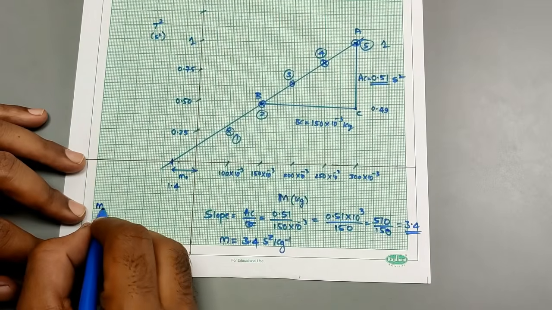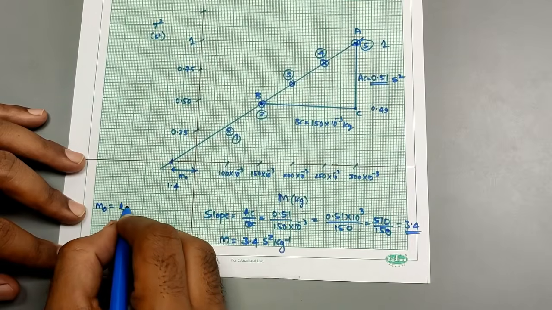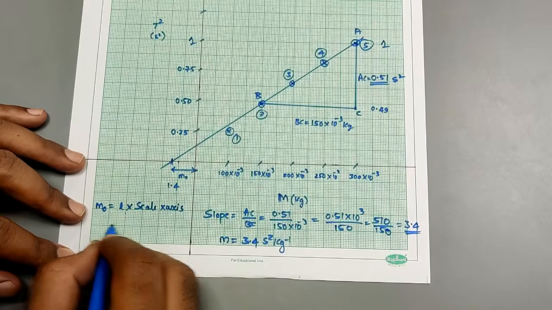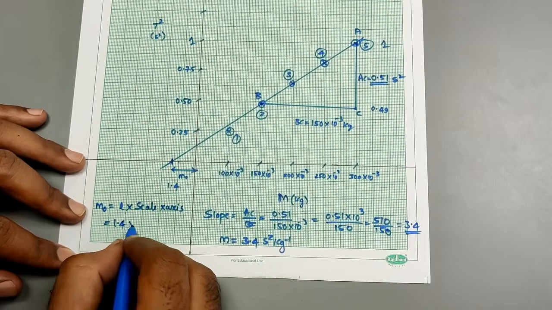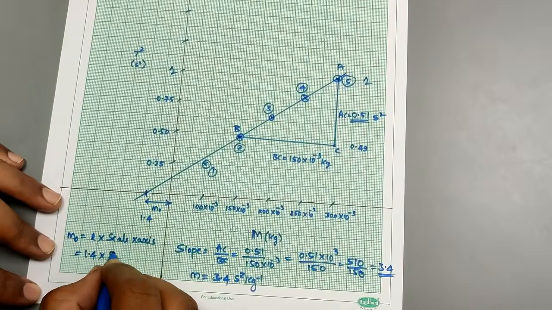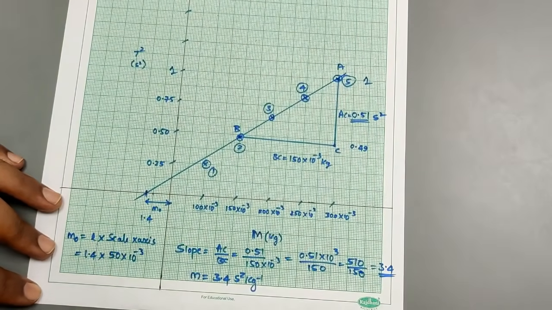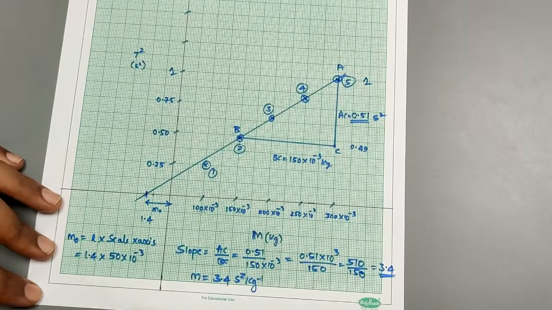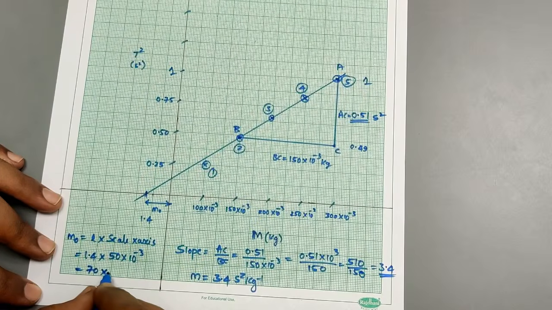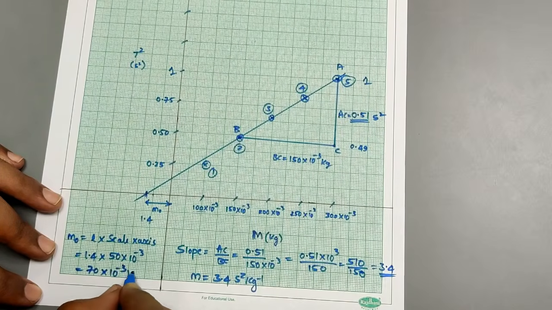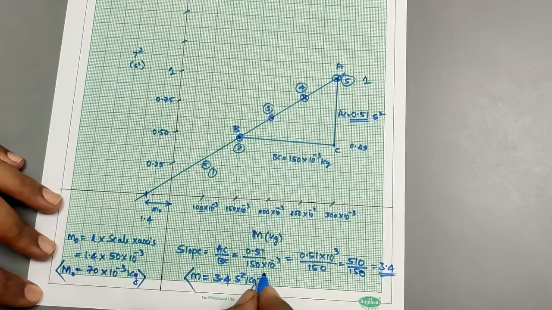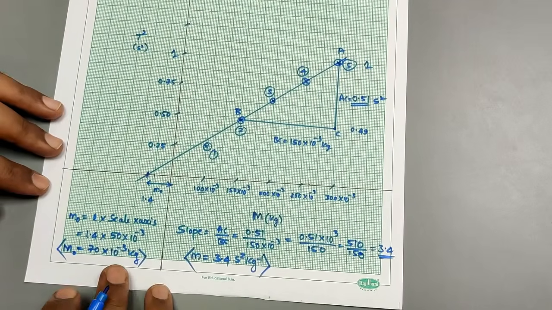So here, if you want m naught, what should you do? Length of the x intercept into the scale of x axis. You have to multiply by the scale of x axis. So length we have is 1.4 cm. What is the scale of x axis? 50 into 10 to the power minus 3. So multiply that. 50 into 10 to the power minus 3 kg, right? So 50 into 1.4, that will be 70. 70 into 10 to the power minus 3 kg. This much will be the effective mass of the helical spring, and this is the slope, right? This is the slope and this is the effective mass of the helical spring.